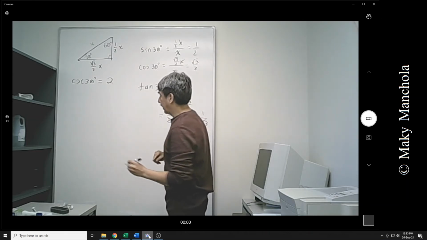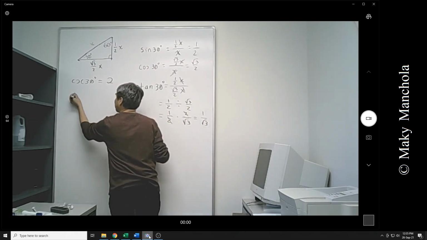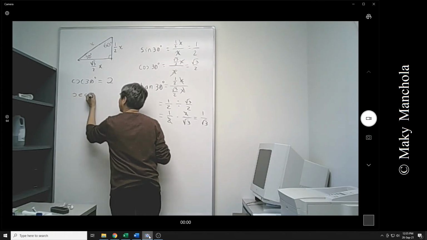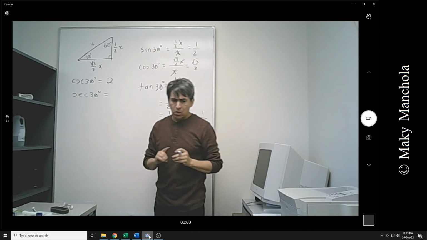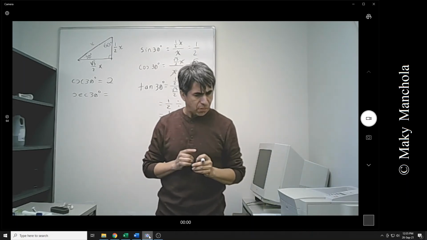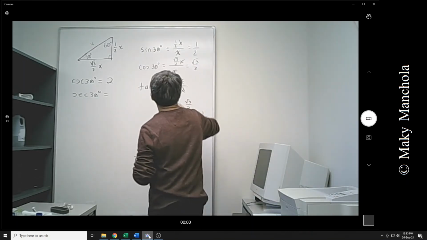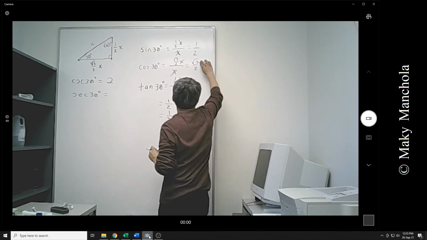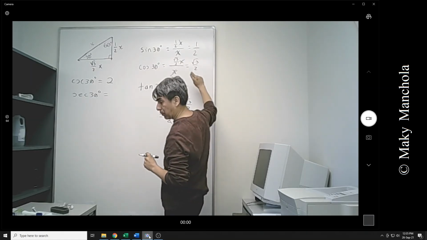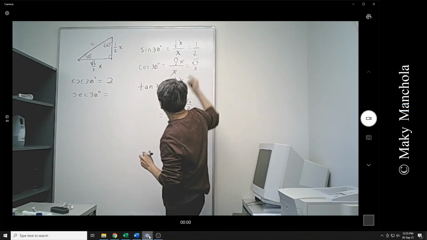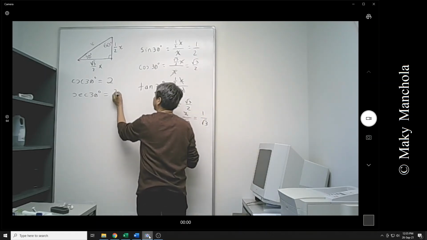Now, secant. What is secant of 30 degrees? Secant of 30 degrees is the reciprocal of cosine of 30 degrees. In this case, the cosine of 30 degrees is root of 3 over 2. So the secant of 30 degrees will be the reciprocal, which is going to be 2 over the square root of 3.